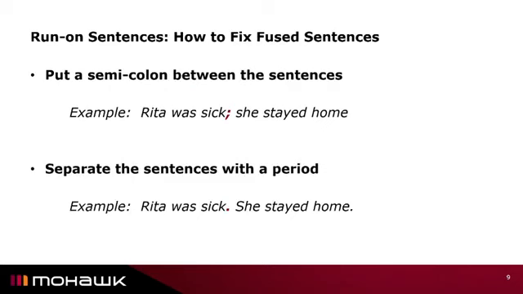To fix a fused sentence, you can put a semicolon between the sentences. For example, Rita was sick, semicolon, she stayed home. It's important to note that when you use a semicolon, the relationship between the two ideas must be clear and obvious to the listener or reader.